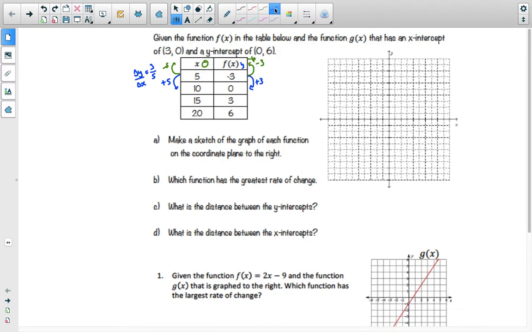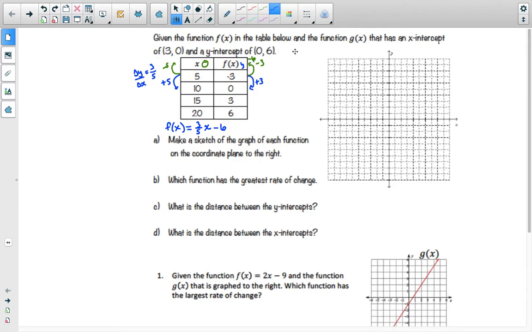So in order to write my function for f of x, so this is again y equals, so f of x equals, our slope is 3/5, our coefficient is 3/5, so multiply by x. Our y-intercept is when x is 0, our constant is that -6, so it would be -6. My equation for f of x is 3/5 x minus 6.